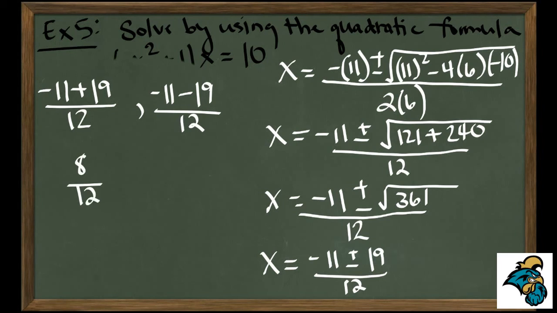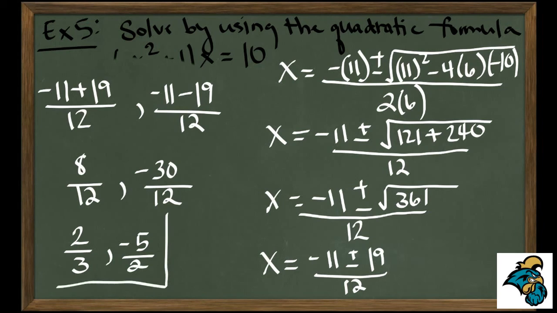So negative 11 plus 19 is 8, so I have 8/12. And then negative 11 minus 19 is negative 30, so I have negative 30/12. And again, we want to reduce as far as we can, so that gives me the solutions 2/3 and negative 5/2. And so the 30 and the 12 were both divisible by 6, and the 8 and the 12 were both divisible by 4. So my two solutions to this are 2/3 and negative 5/2.